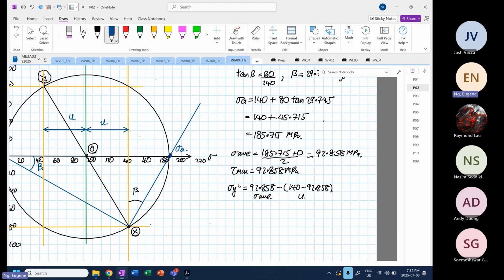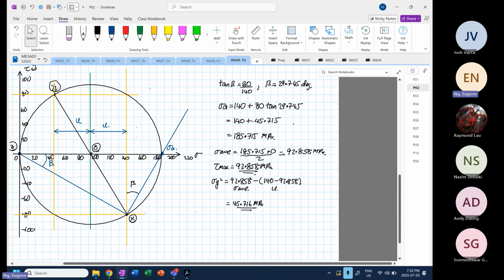So therefore, this will be equal to 140 minus 92.858, 92.858 minus y. So it's equal to 45.716 megapascal. And your tau max is 92 point. Okay. So this is your solution.